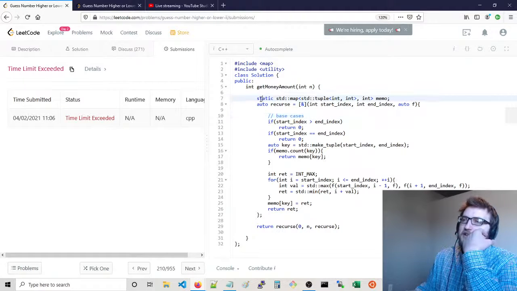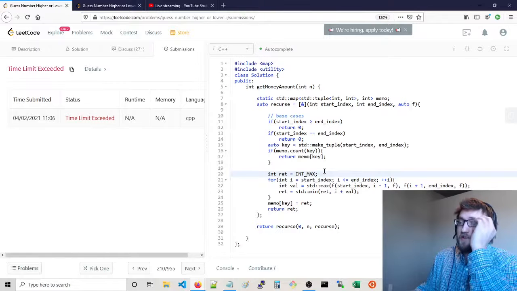Yeah, if you make this static, it's more efficient because basically all the subroutines that you call, you don't have to call them over and over again, I guess, if that makes sense.